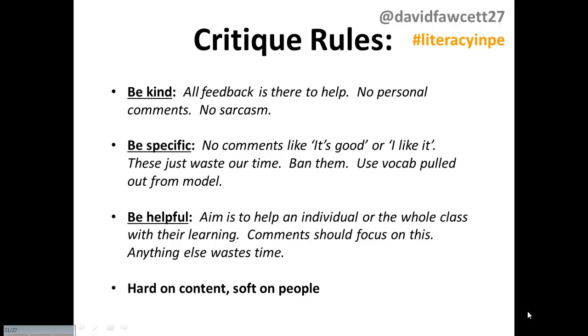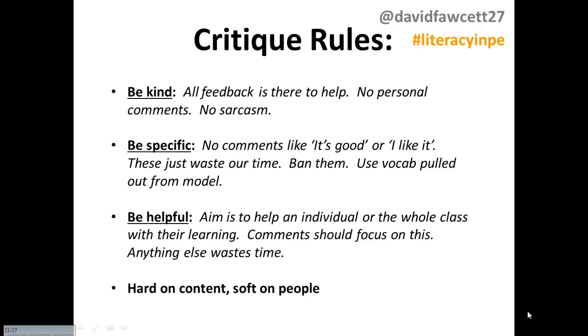Last thing, students had to make sure that the work and the comments that were given were helpful. If it didn't help that piece of work, or if it didn't help the work of everybody in the class, we asked the students not to put that down. It needed to be something that was going to make that piece of work 1% better, 10% better, or 100 times better than what it was. And if what they were saying wasn't going to make that piece of work better, we asked them not to include it. The main ethos or the protocol is that we're hard on the content and we're soft on people.